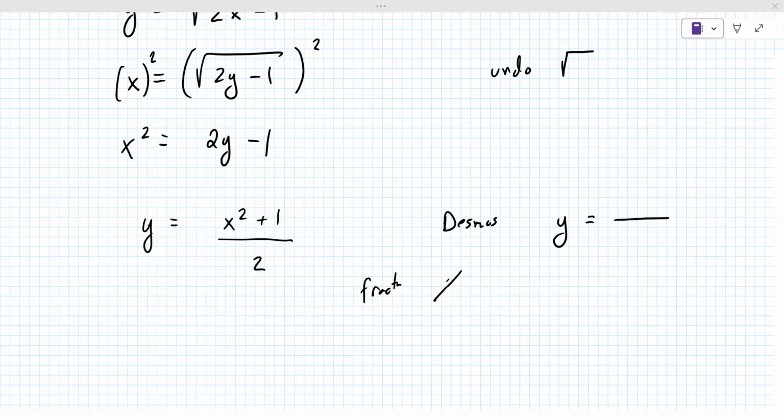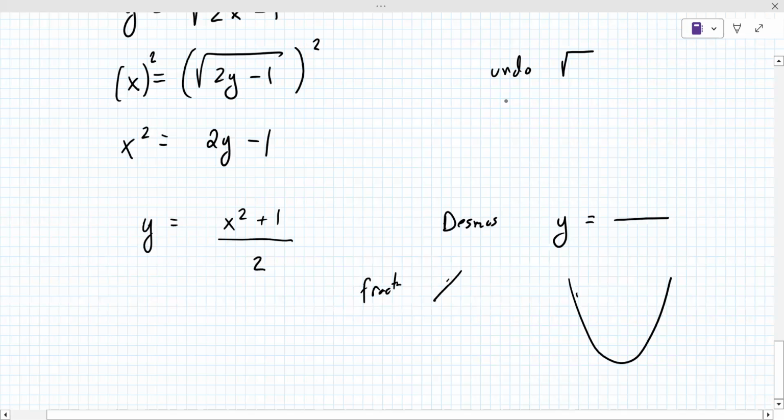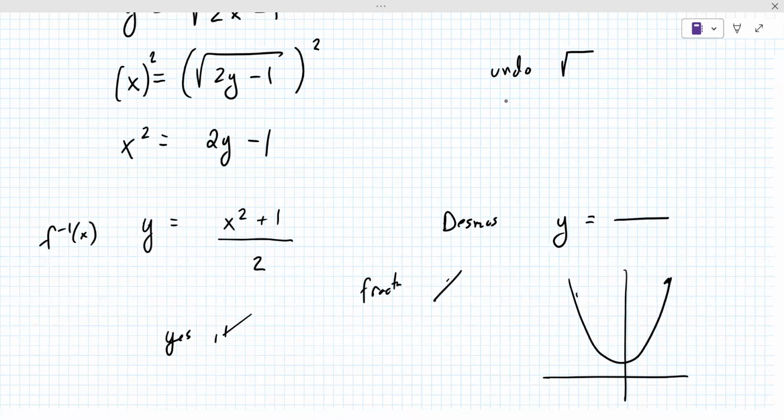It should be sort of something that opens up like this, a little bit above. Yep. Good. And that does pass the vertical line test. So we're good. So it is a function. Yes, it's a function.